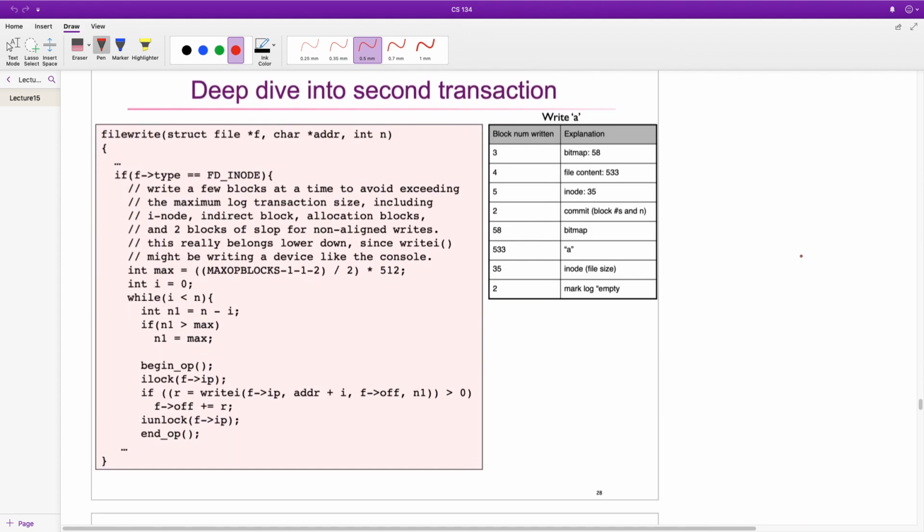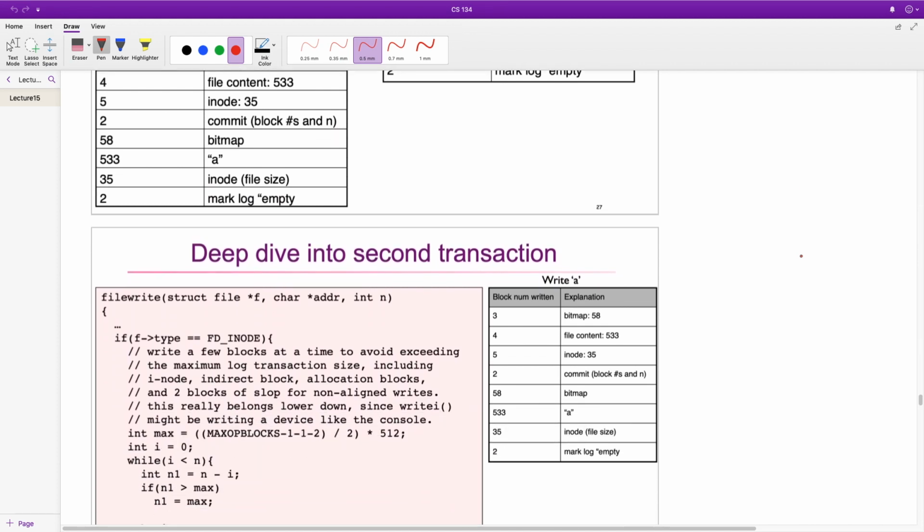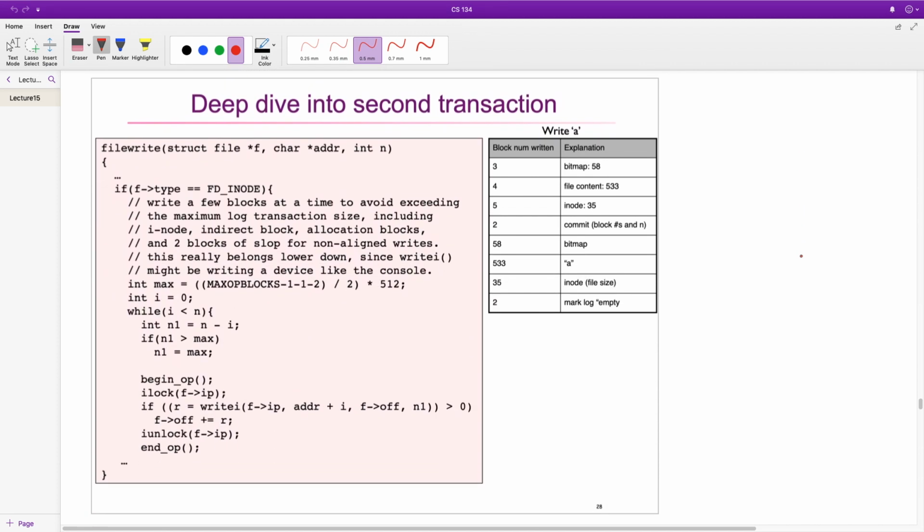So let's look at the second transaction where we're writing the A. So what happens? We're in file write. And file write, if you look at it, actually has a bunch of if statements for different kinds of things that you might be writing to. You might be writing to console or networking. In our case, we're writing to an inode. We write a few blocks at a time.